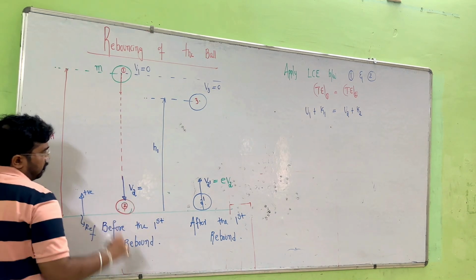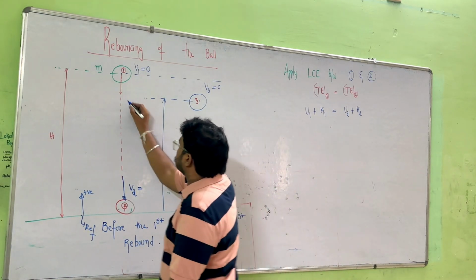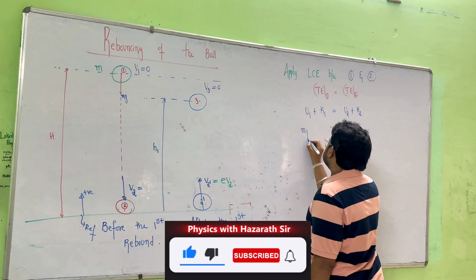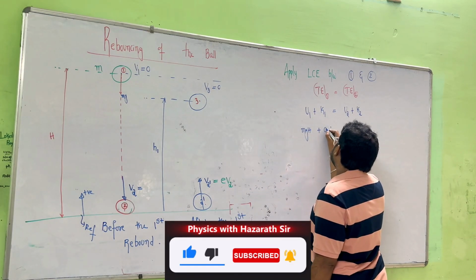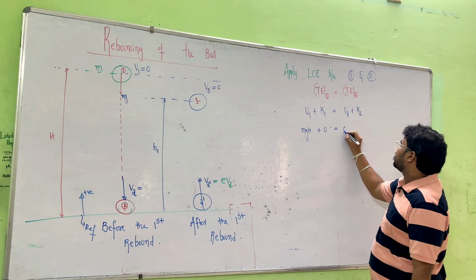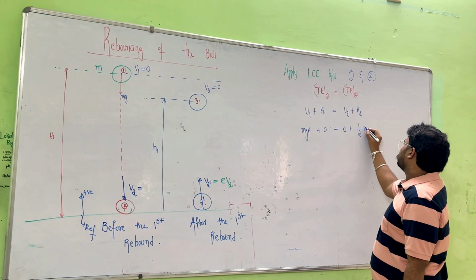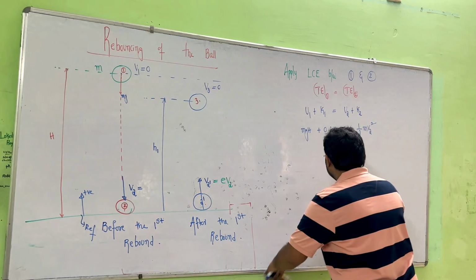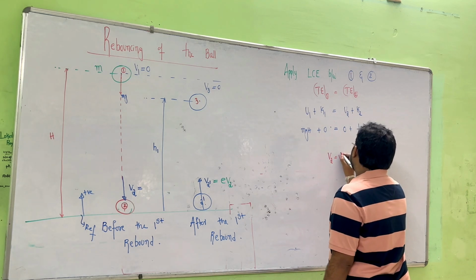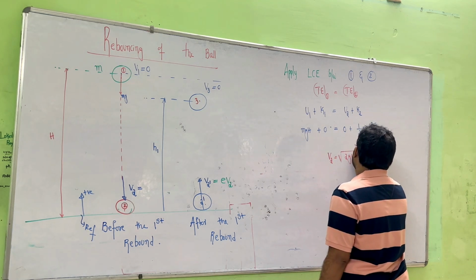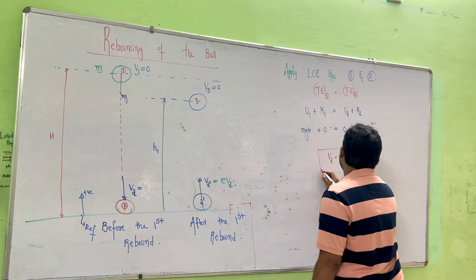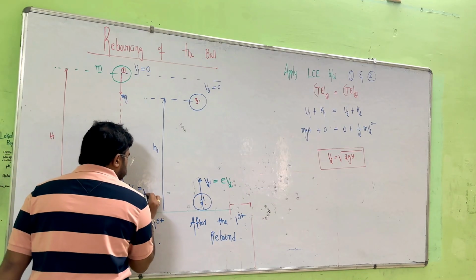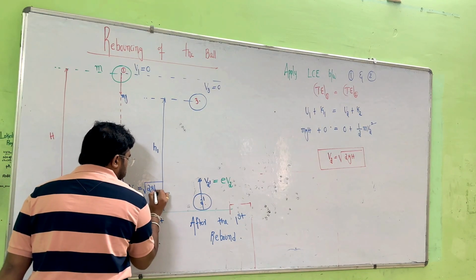Here it is how much? Upward is taken as positive. Then mg is downward, mass m, g, height h. So mgh plus kinetic energy 0 equals U2, potential energy 0, plus half m v2 squared. v2 equals how much? Square root of 2gh. v2 equals square root of 2gh.